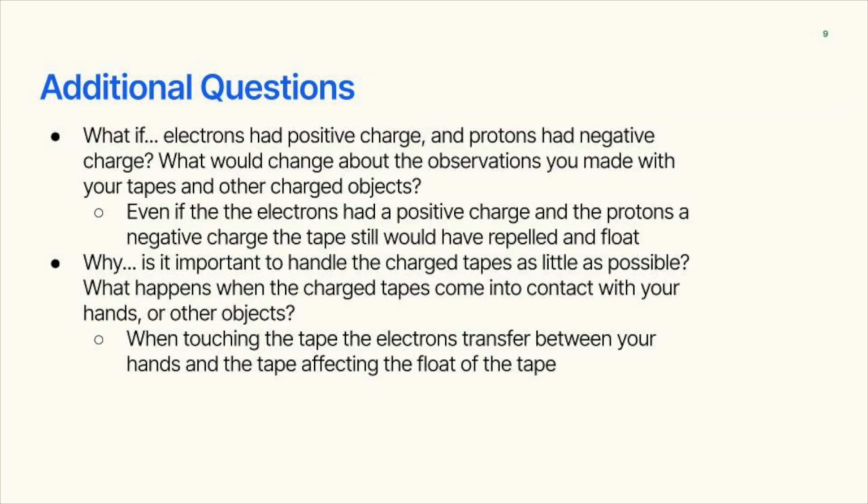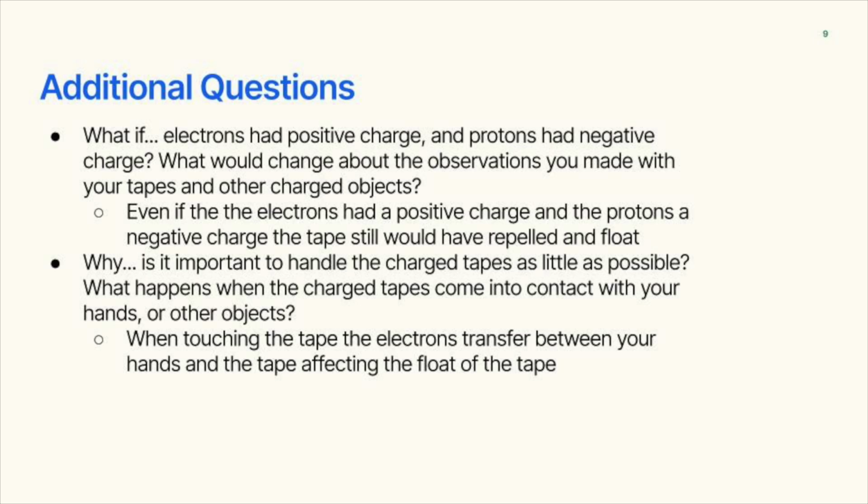To conclude this experiment and presentation, I have a few additional questions to answer. First, what if the electrons had been a positive charge and the protons had been a negative charge? What would have changed about the observations you have made in your tapes, charged objects? Even if the charges had been switched on the electrons and protons, the tapes would have still repelled. This is because both of the tapes would still have the same like charge.